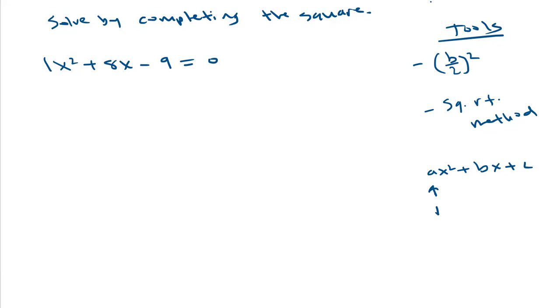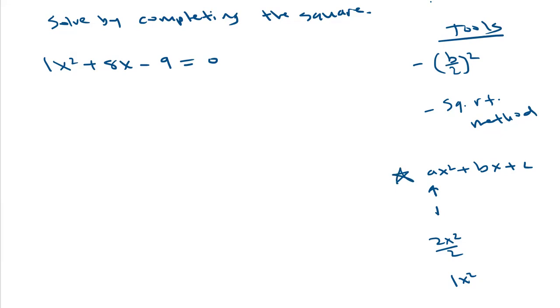If it's not 1, then we just divide by that coefficient. For example, if it was 2x squared, then we divide by 2 to make it 1x squared. We divide every term by that number. We don't have anything bigger than 1, so we're good. Again, you need to make sure that the leading term is 1. So that's one thing we need to address.